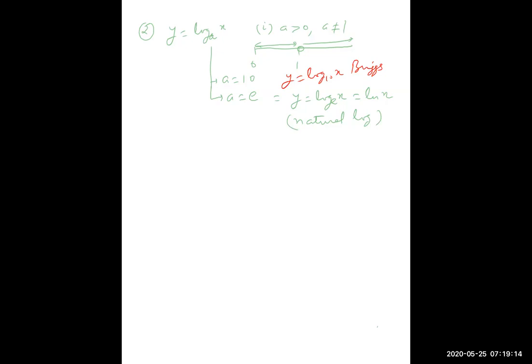So what is the value of e? E is an irrational number, like pi. Its approximate value is 2.7183 and so on, so you can take approximately 2.72. This is not a rational number, it is an irrational number.